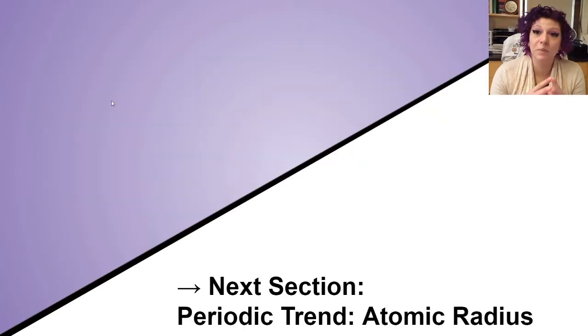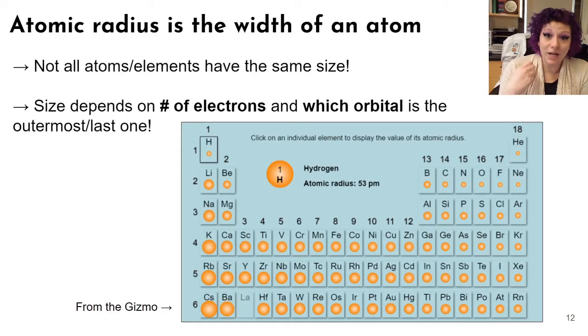Next up, we will be discussing the periodic trend of atomic radius. So atomic radius, I feel like this word is kind of self-explanatory. It is literally how wide is an atom, how big is an atom. And up until this point, we have been discussing atoms, and we've been talking about them like they're all the same size, but they're actually not. So the size depends on the number of electrons and also which orbital is the outermost orbital, which energy layer, energy shell is the last one.